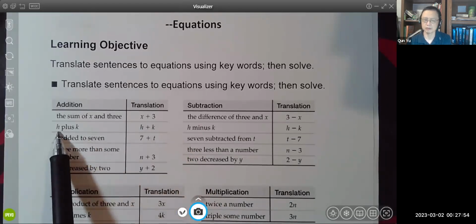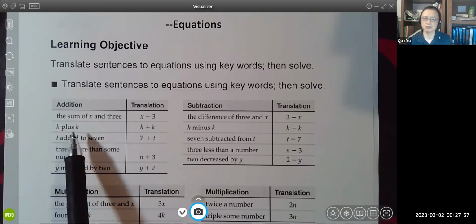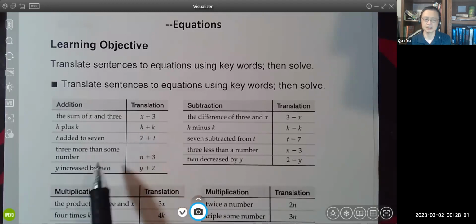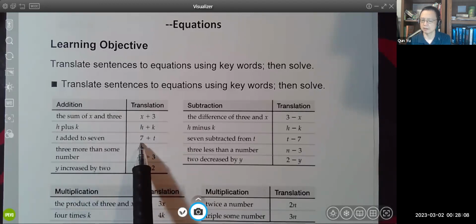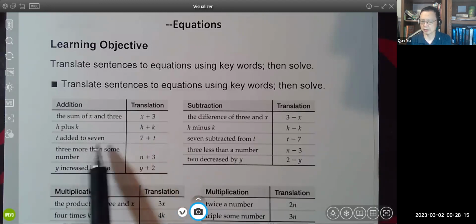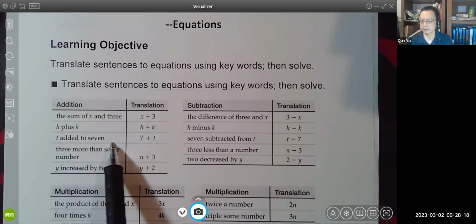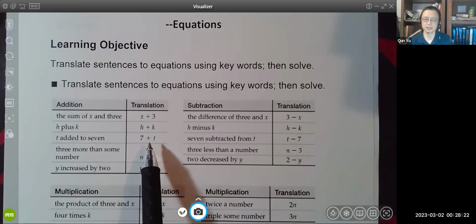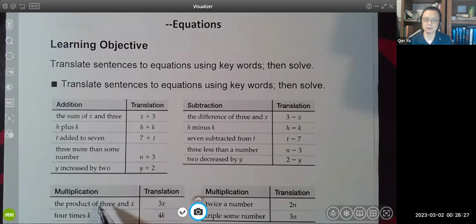And the second one is very straightforward. h plus k, a number plus another number, right? h plus k. t added to 7. So you have 7 comes first, then you add t to it. Even though the order in addition doesn't matter, so either way is okay. This t added to 7 just emphasizes that 7 comes first, then you add t to it. You can also write t plus 7, there's no difference.